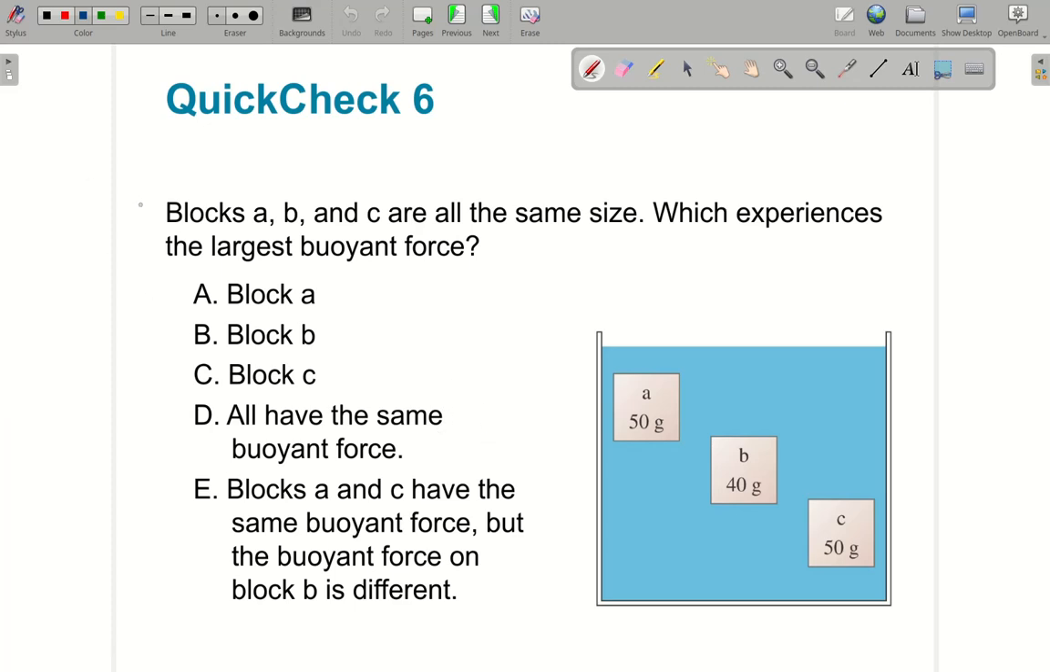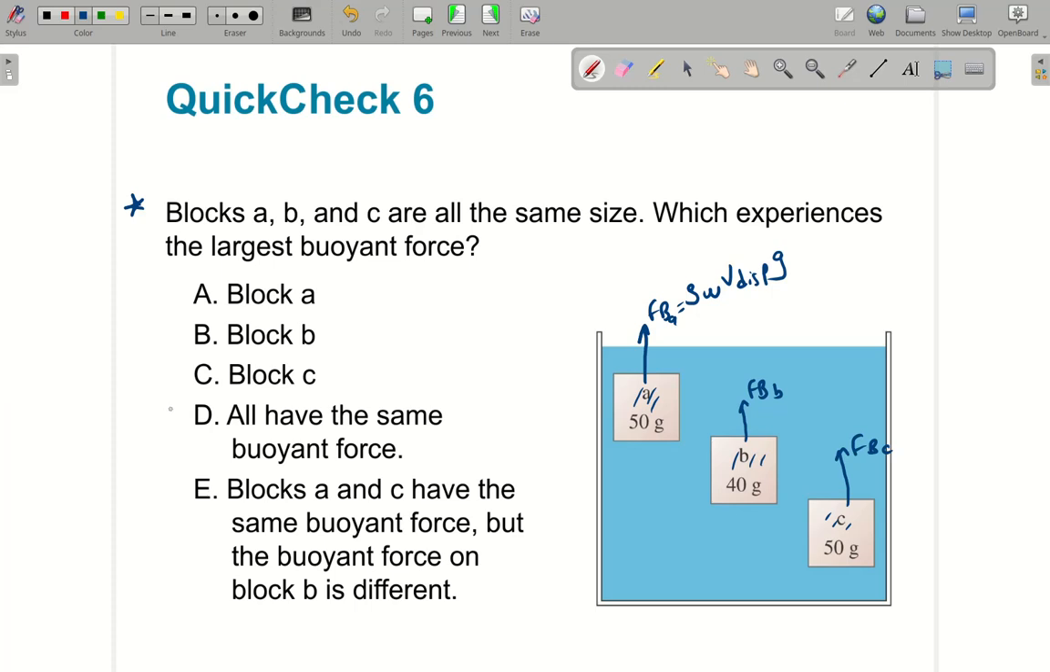This is a similar question to the ones we solved before. We have A, B, C, all the same sizes, different masses though. Displaced fluids will be the same, so the buoyancy forces will be the same. Density of the fluid, water, displaced volume, all the same because same size and all submerged, times G. So F buoyancy A is equal to F buoyancy B is equal to F buoyancy C.